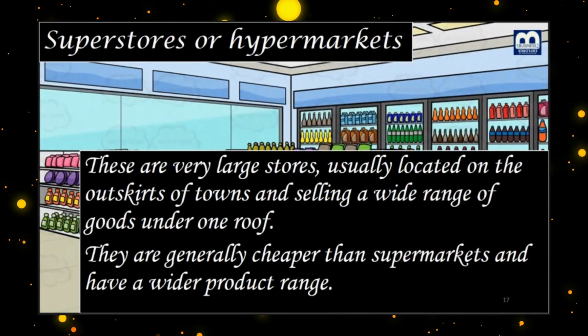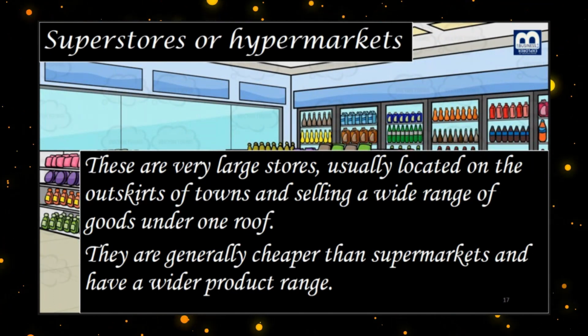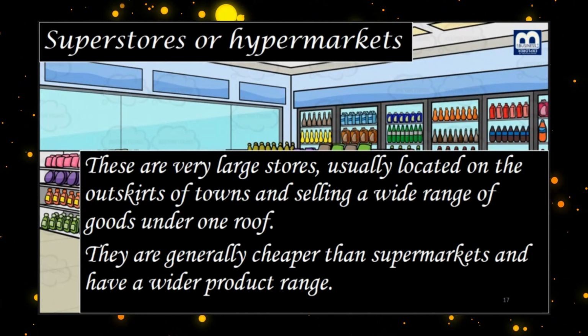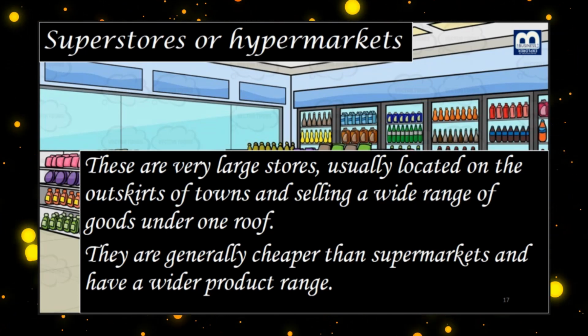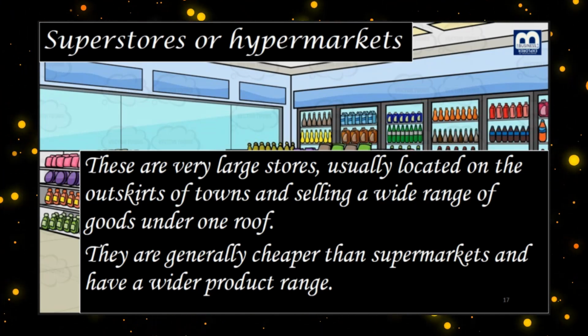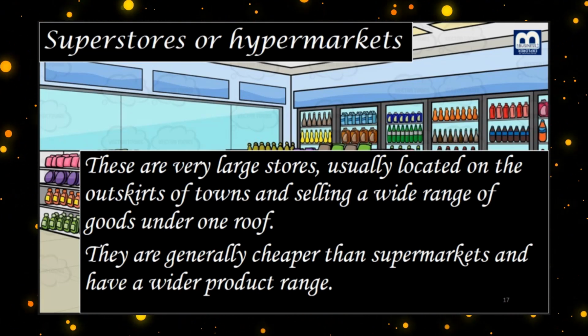These are very large stores usually located on the outskirts of towns and selling a wide range of goods under one roof. They are generally cheaper than supermarkets and have a wider product range. They sometimes feel like giant warehouses when moving around inside.